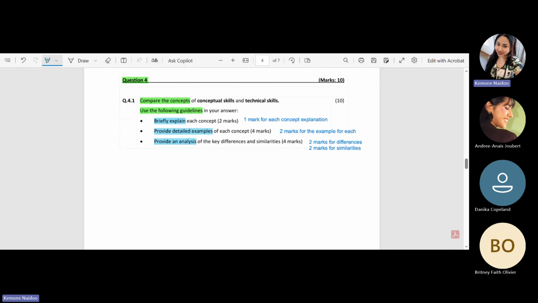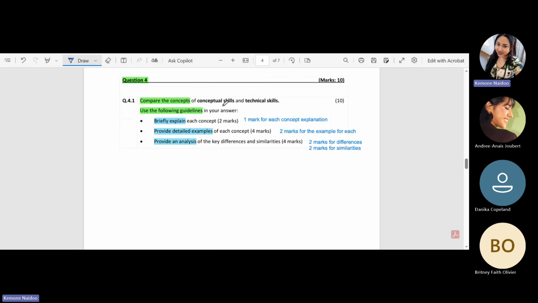And then moving on to question 4. Now, as you can see, this is where the comparison question comes in. So comparing the concepts of conceptual skills and technical skills. Now, because you are asked for 2 things, it can get confusing, especially under test conditions when you're kind of stressed. So break your answer down. Okay, so you're going to use the following to guide your answer.